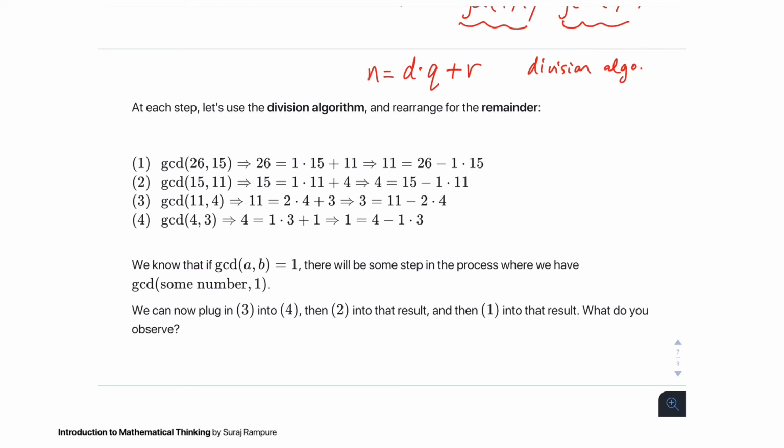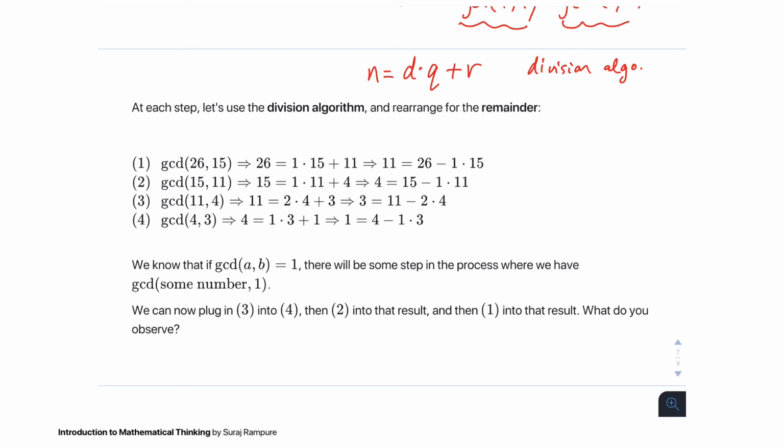At each of the steps of the function call, we can use the division algorithm to write out the relationship between the first argument and the second argument. So for GCD of 26 and 15, we can write 26 as 1 times 15 plus 11. Divisor, quotient, remainder. Is that clear? Then we can write the relationship between 15 and 11 as 15 is equal to 1 times 11 plus 4. Similarly, we can write 11 as 2 times 4 plus 3, and the relationship between 4 and 3 as 4 is equal to 1 times 3 plus 1.